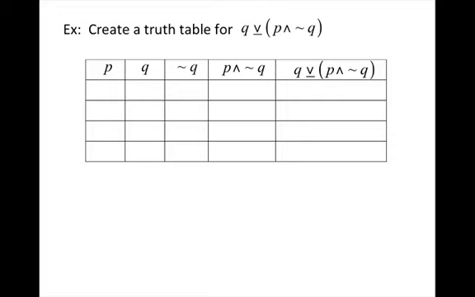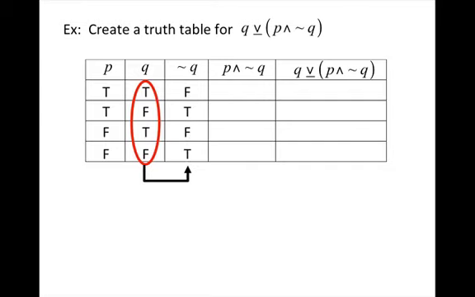So begin with your truth values for P and Q. P is true, true, false, false. Q is true, false, true, false. Next, for not Q, look at your Q column. Q is true, false, true, false. So the negation of this would be false, true, false, true.